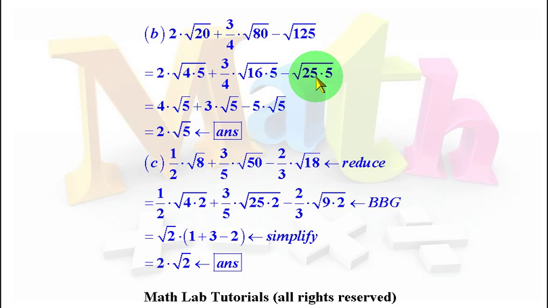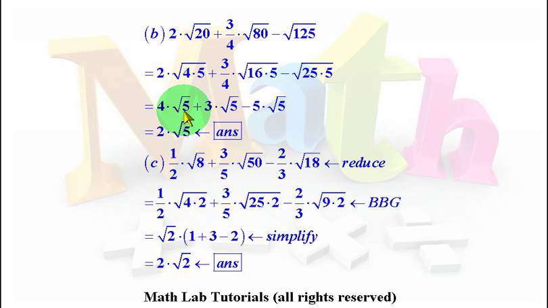Okay, so now we can extract all the perfect squares. In the next line, when we extract the 4, the square root of 4 is 2, and 2 times 2 is 4, and we're left with a root 5. When we extract the 16, the square root of 16 is 4. 4 times 3 over 4, the 4's cancel, and we get a 3. So we get a 3 root 5. The square root of 25 is 5, and we get a minus 5 root 5.